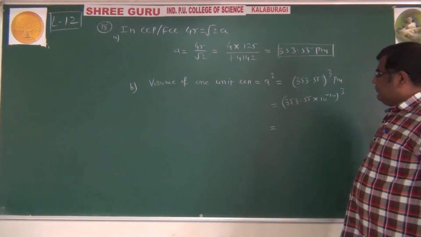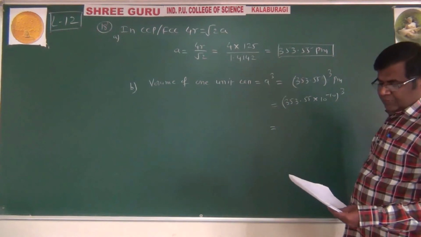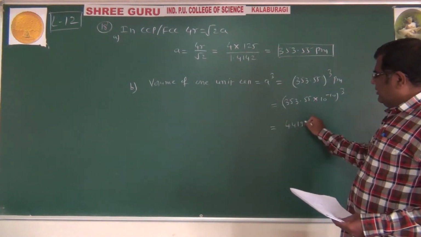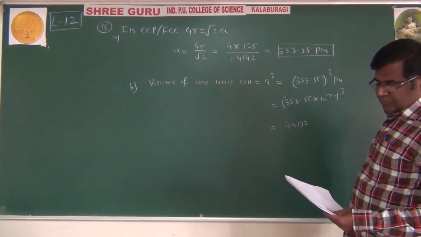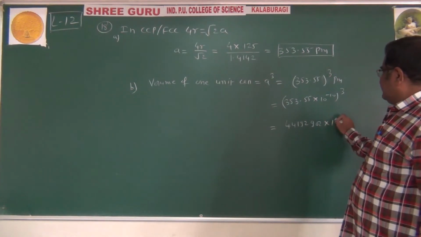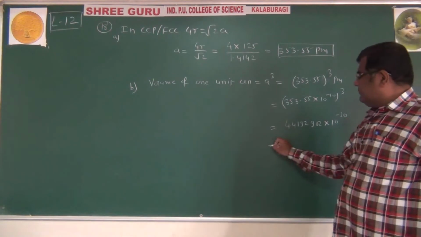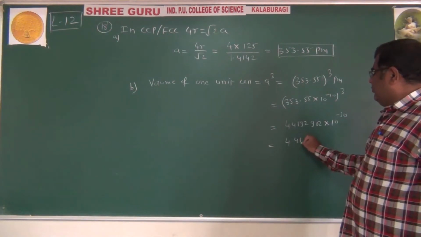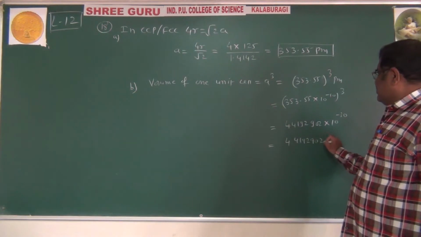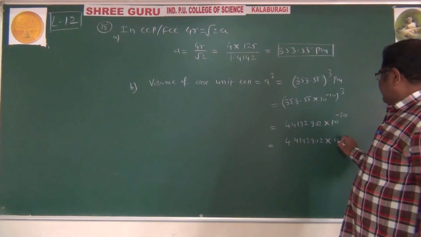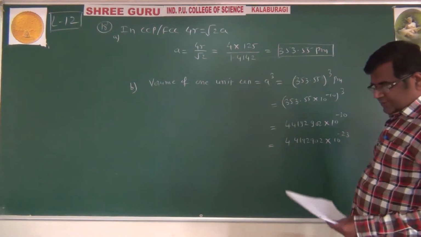We'll take the cube of 353.55, which is 44192902 into 10 raised to minus 30. Of course, we can place the decimal point here as 4.4192902 into 10 raised to 1, 2, 3, 4, 5, 6, 7. So it is minus 23, isn't it?